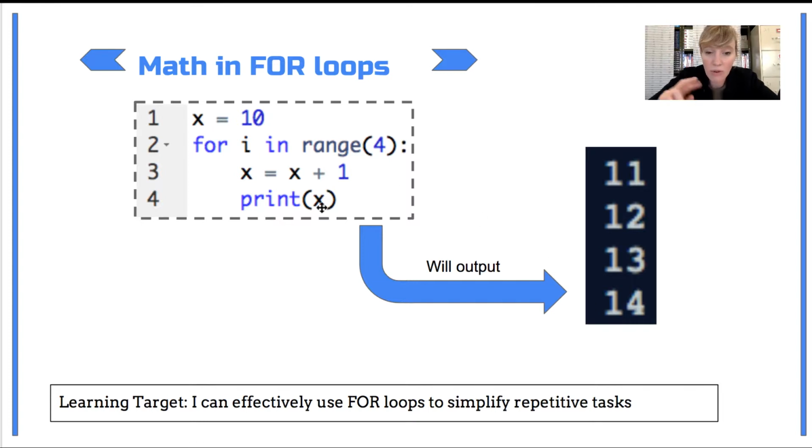Now, if I had reversed lines 4 and 3, if I printed x as the first action inside the loop, it would give me the value of 10, then 11, and then 12, and then 13, because it would be printing the 10 value and then adding 1. So it would have gone 10, 11, 12, 13 instead of 11, 12, 13, 14.